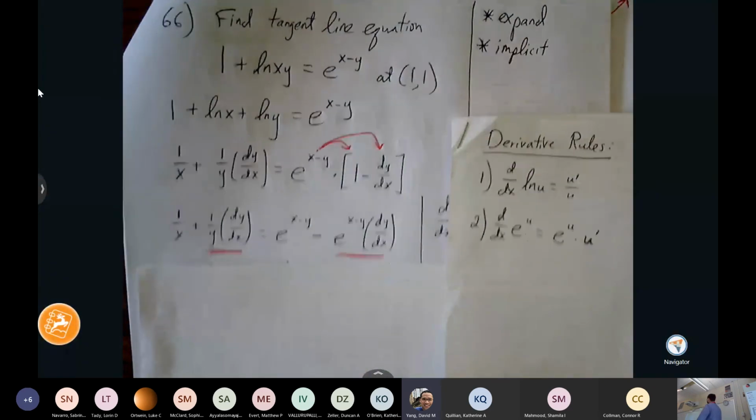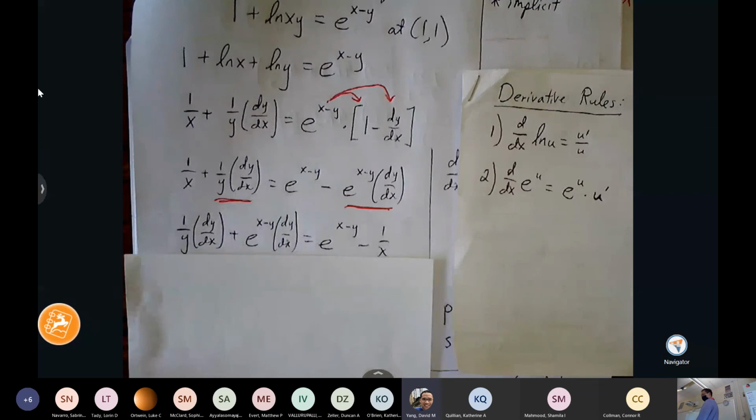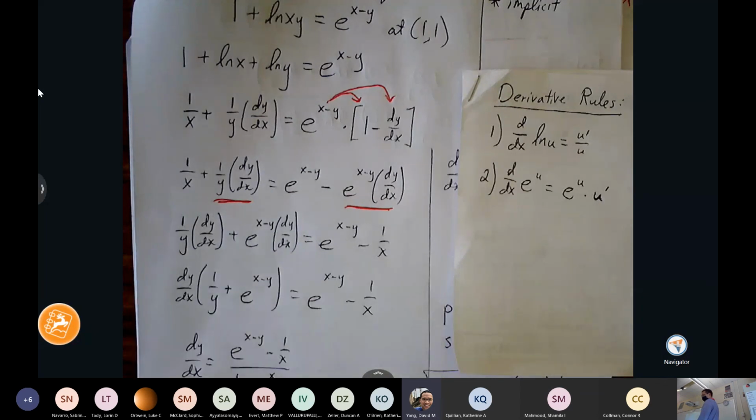So once I distribute the e to the x minus y through, now you can see I have 4 individual terms, and I can pick out the dy/dx terms that we want to have next to each other. So I'll add the e to the x minus y over to the left side, group the dy/dx terms on the left, move the non-dy/dx terms on the right. Then we can factor out the dy/dx, and then work our way down to our derivative.